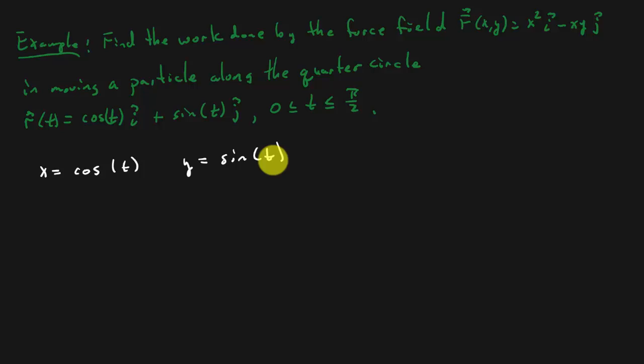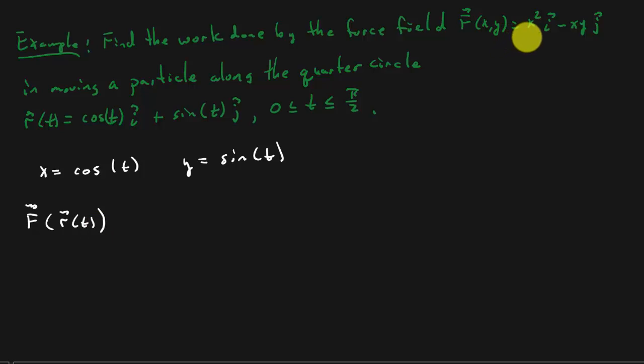So what are we going to have to do? Well, let's get F of R of t. So here's F. X is what? X is cosine t, so that's going to be cosine squared t times vector i minus x times y, so cosine t sine t, times vector j.